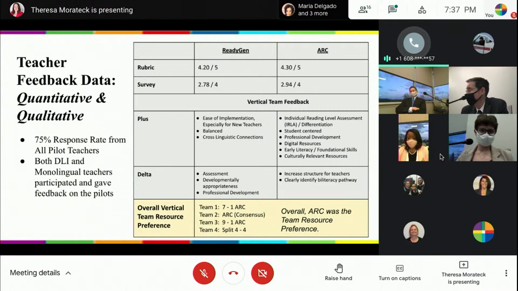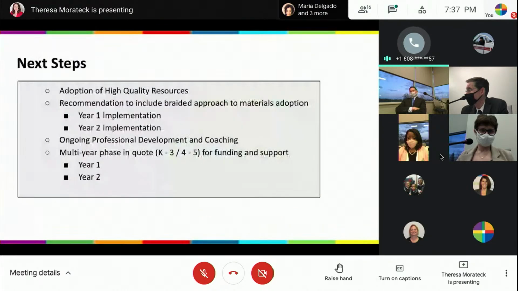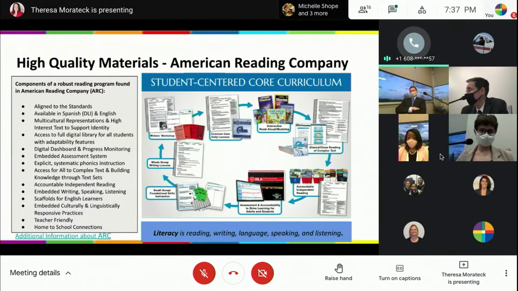Some of the key aspects of ARC that really won out as compared to ReadyGen were primarily the focus on the idea that it includes an assessment system within the resource that's aligned to standards, it's aligned to the resource, and it's also in both English and Spanish. They're called the Independent Reading Level Assessment in English and the NEAL in Spanish, and you can use the resource as a diagnostic assessment that also gives staff the ability to, within the resource, modify instruction to meet the needs of students. And that's beginning in kindergarten all the way through 5th grade.